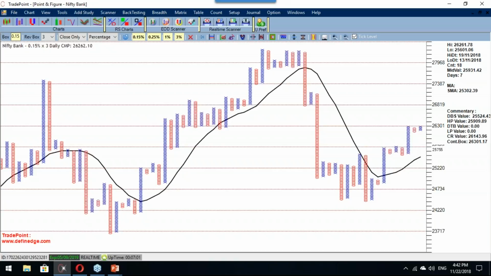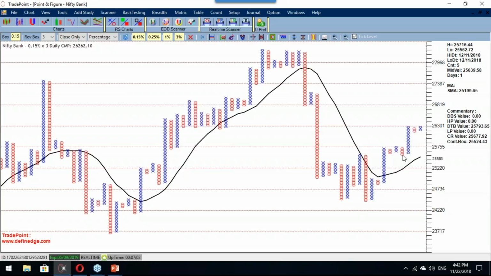Double broadening, I don't think so, right? Where is double broadening here? It's a simple case of this. I think X is at the same level, isn't it? 25,261.78 and 25,261.78, and we just have a sell signal today. That's it.